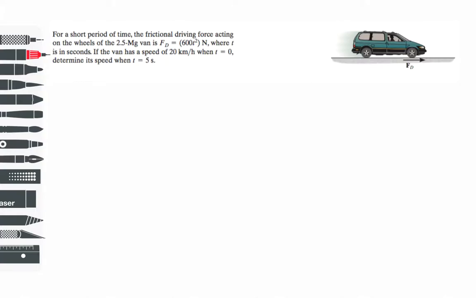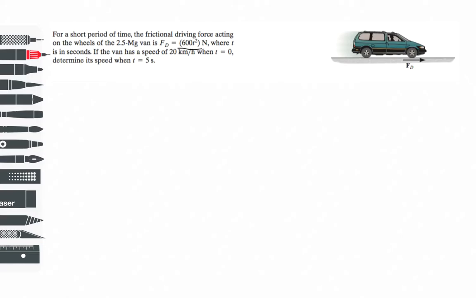Alright, so in this video I'm going to be showing you how to apply the concept of impulse and momentum to solve this problem. What we have right here is a van that's driving, and what's moving it forward is the frictional driving force acting on the wheels, and that force is determined by 600 t squared. If the van has a speed of 20 kilometers per hour when t is equal to 0, determine its speed when t is equal to 5.